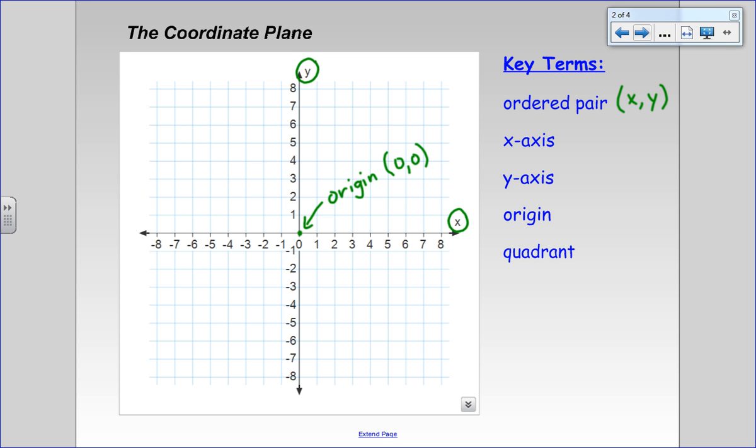The axes divide the coordinate plane into 4 regions called quadrants, which are usually designated using Roman numerals. The upper right region is called quadrant 1, the upper left region, quadrant 2, the lower left, quadrant 3, and the lower right, quadrant 4.